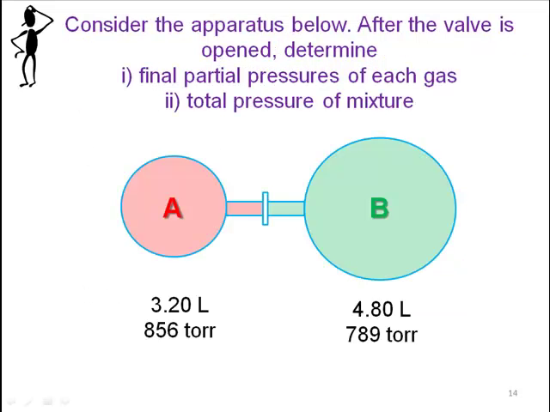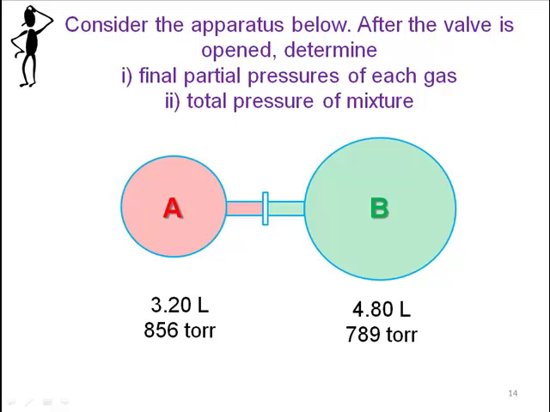Now let's consider this apparatus here. We have two gases, A and B. This is representing two rigid containers. They're not flexible, they're not balloons, they stay the same size. There's a valve in between them. After the valve is opened, we want to determine the final partial pressure of each gas and the total pressure of the mixture. So with this information, it gives us pressure and it gives us what?